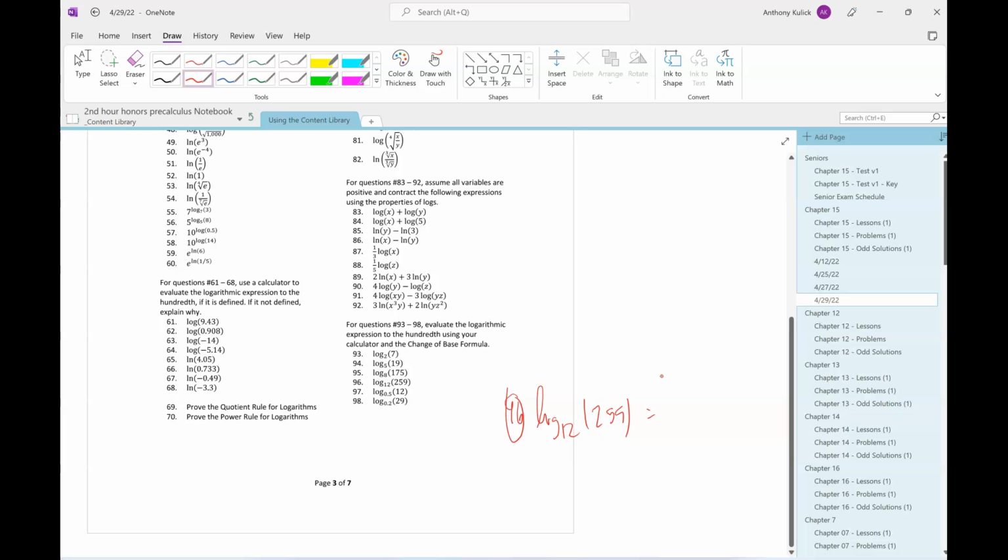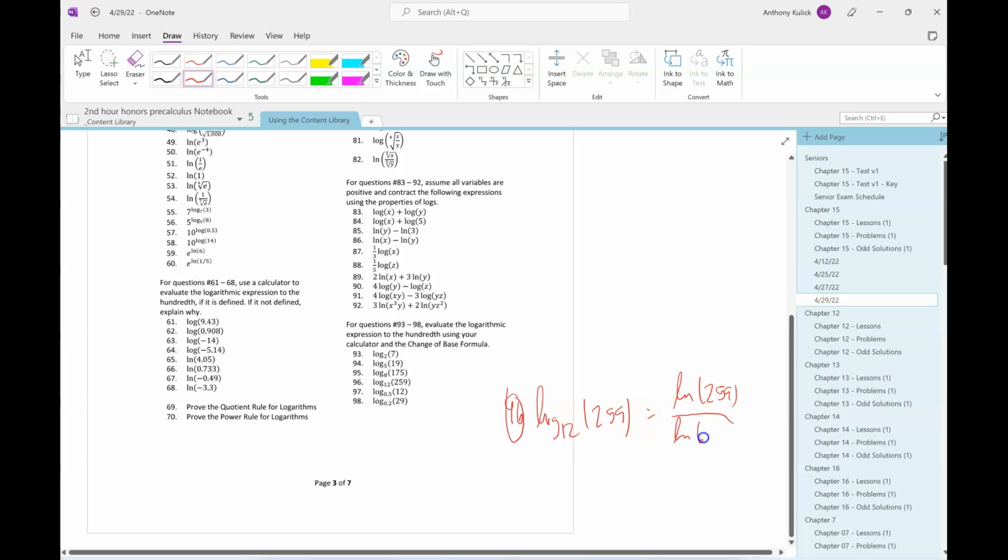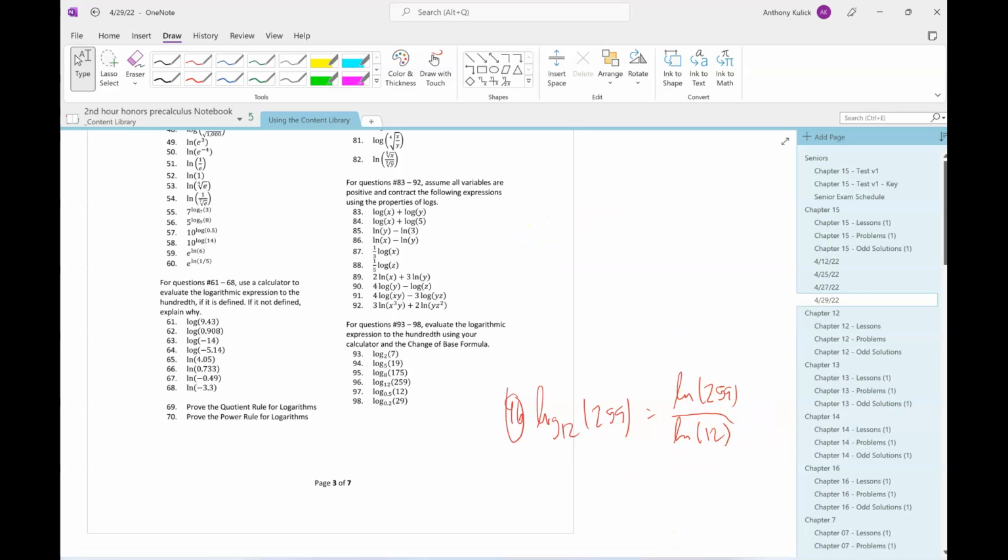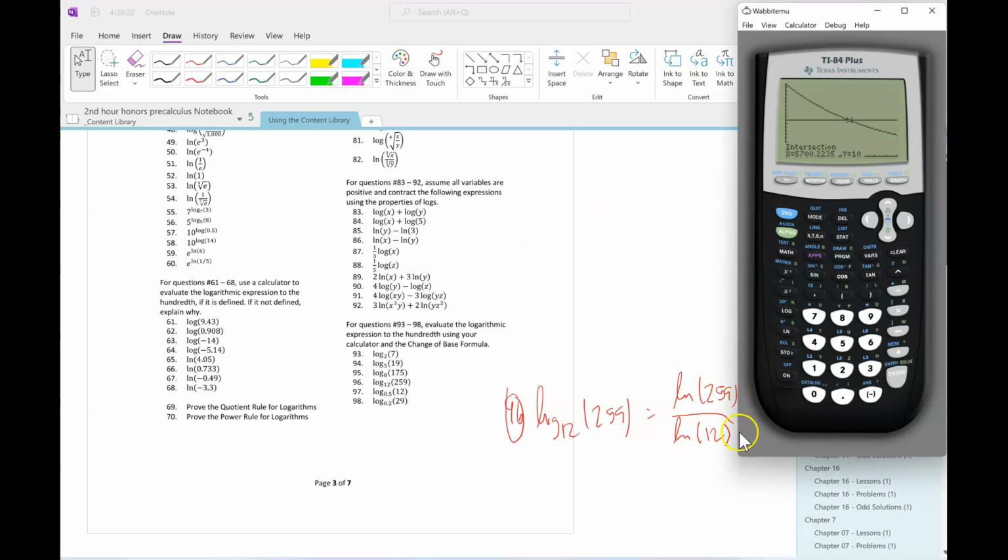The base that I would choose if I'm using my calculator would either be base e, the natural log, or base 10, the common log. It doesn't matter. I always pick the natural log because it's one less letter to write. So I would just do in my calculator natural log 259 over natural log 12. So my answer there would be 224.